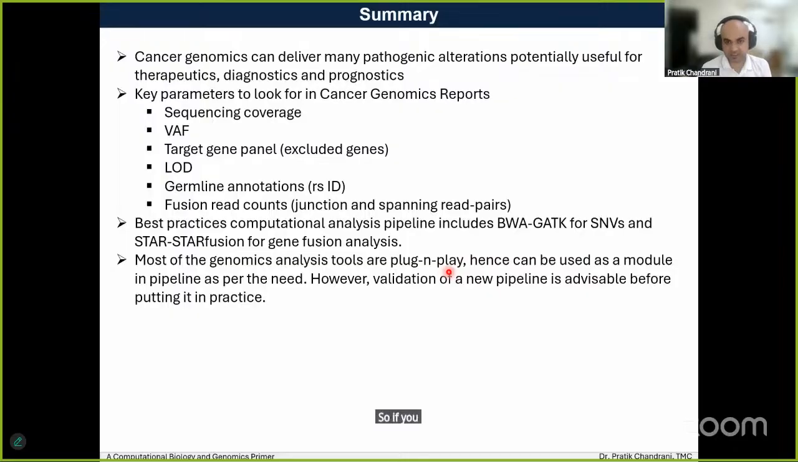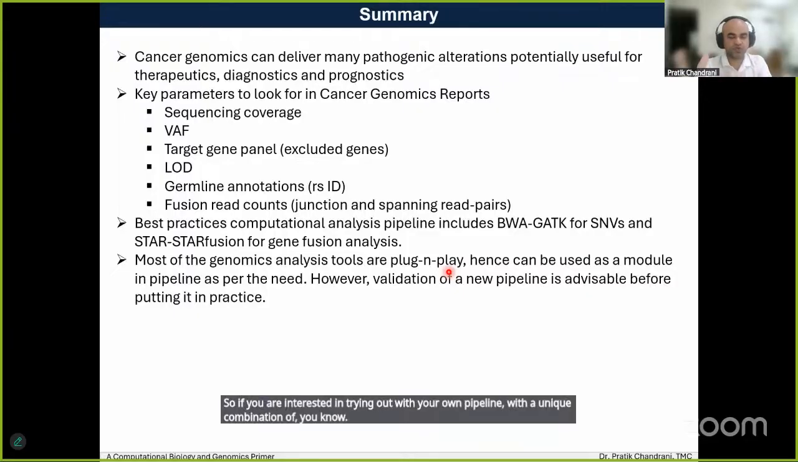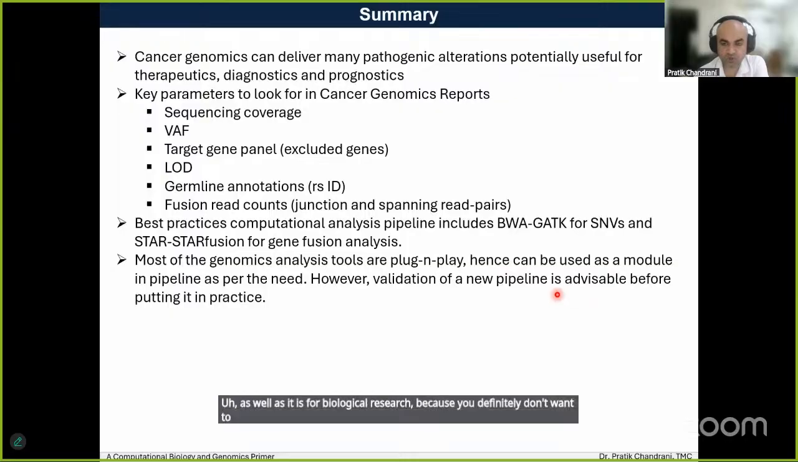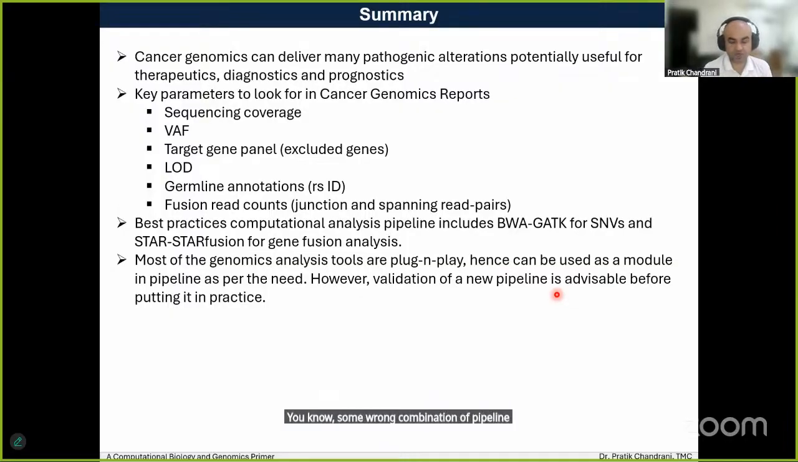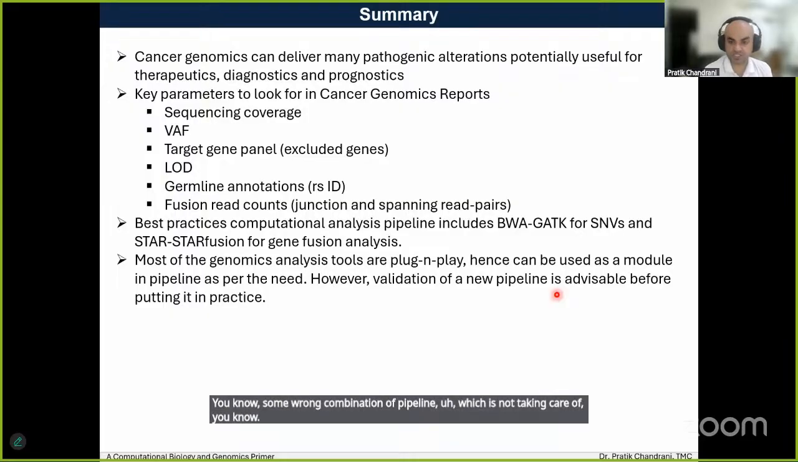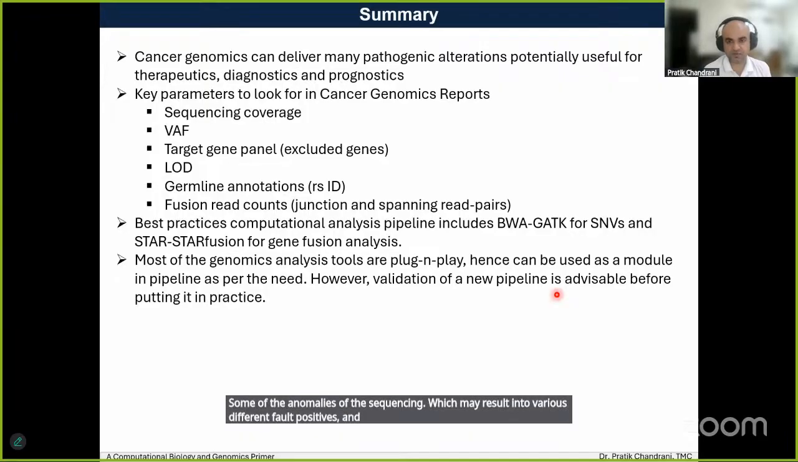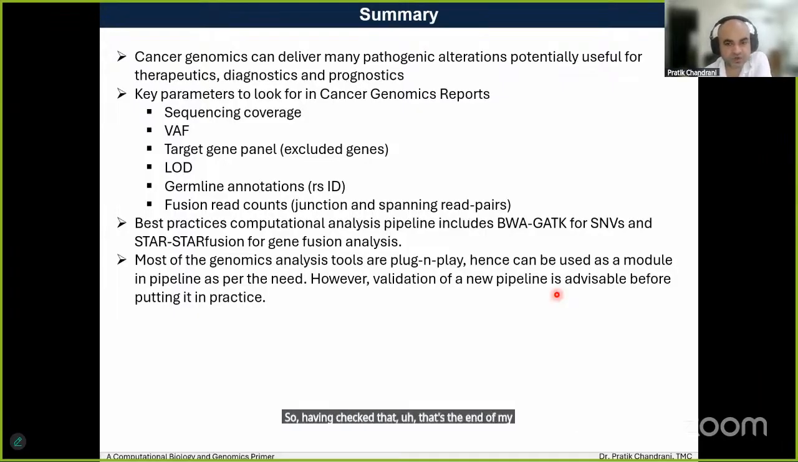So if you are interested in trying out your own pipeline with a unique combination of various different tools, which is not a part of best practice, feel free to do that. There is no restriction at all. But keep in mind that whenever you are doing these, you need to validate your pipeline, and this validation is absolutely essential for clinics as well as for biological research, because you definitely don't want to land up with some wrong combination of pipeline which is not taking care of some of the anomalies of the sequencing, which may result in various false positives, and severely it can affect your clinical or biological outcome. So, that's the end of my talk today.